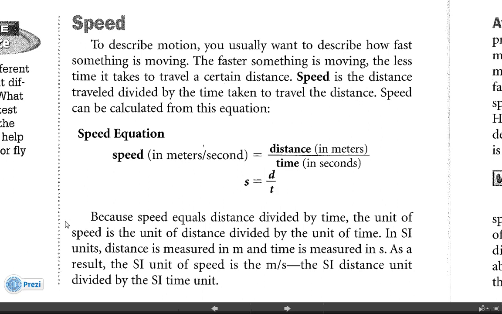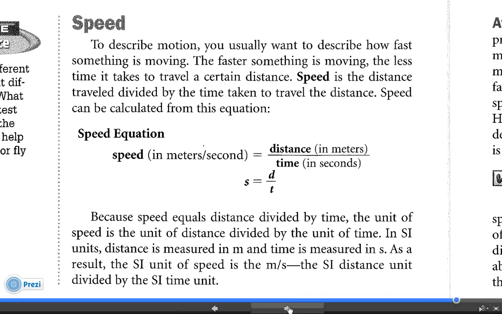Because speed equals distance divided by time, the unit of speed is the unit of distance divided by the unit in time. In SI units, distance is measured in meters and time is measured in seconds. As a result, the SI unit of speed is the meters per second. The SI distance divided by the SI time. That is a whole lot of talking just to tell you that speed equals distance divided by time. Distance equals rate times time is another way to look at it. But we'll talk about it in class.